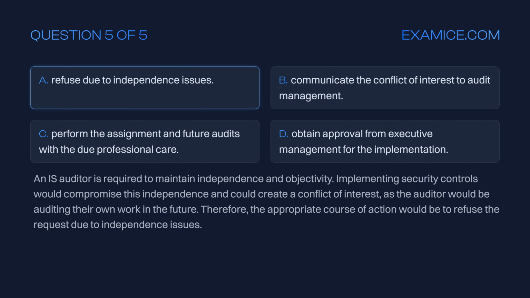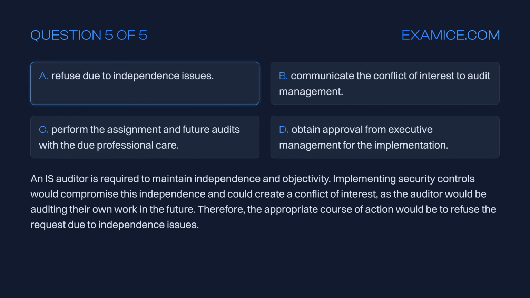The answer is option A. An IS auditor is required to maintain independence and objectivity. Implementing security controls would compromise this independence and could create a conflict of interest, as the auditor would be auditing their own work in the future. Therefore, the appropriate course of action would be to refuse the request due to independence issues.